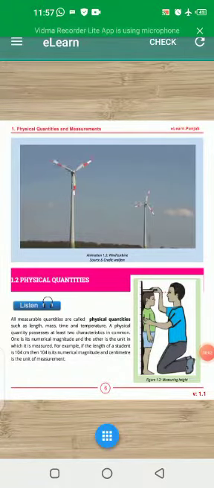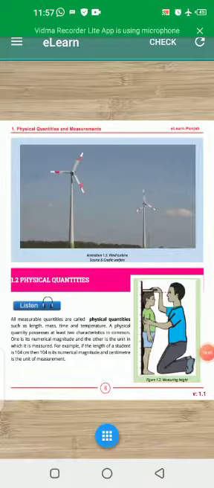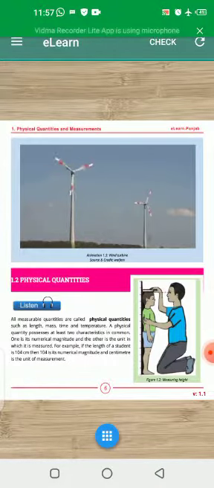Okay, moving next. Our next topic is physical quantities. So all measurable quantities are called physical quantities, such as length, mass, time and temperature. Means all the quantities which you can measure are called physical quantities.